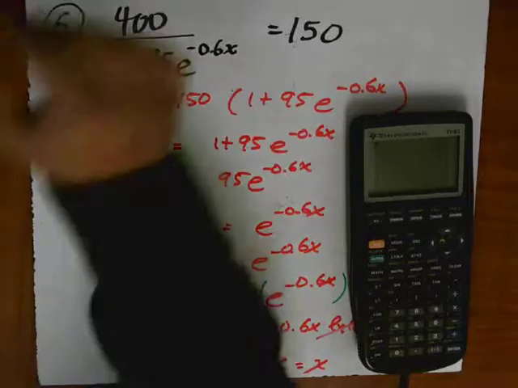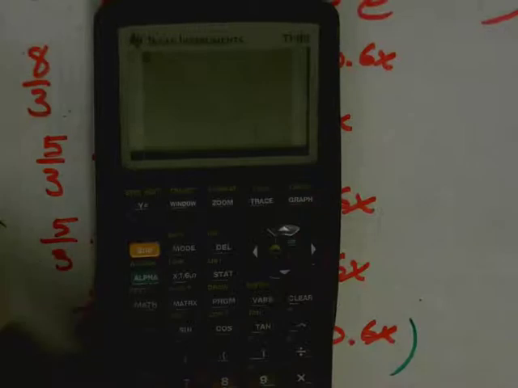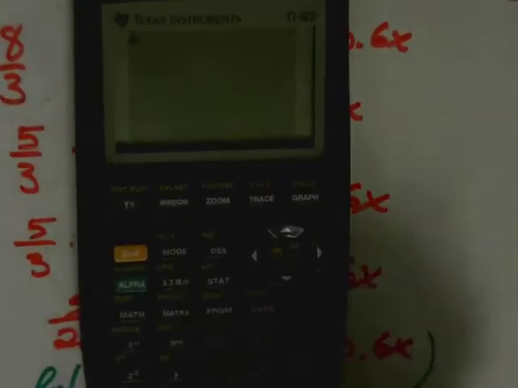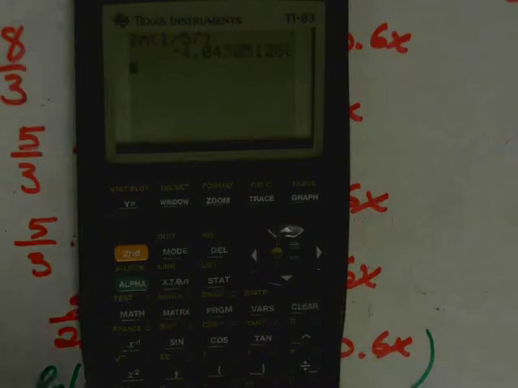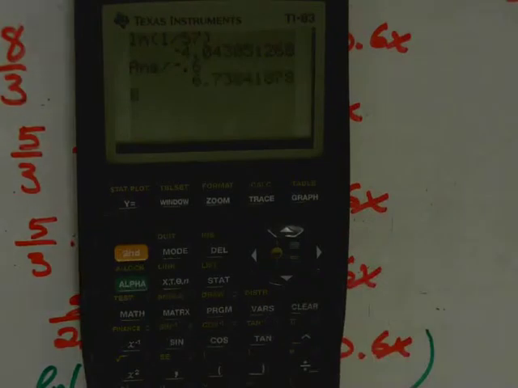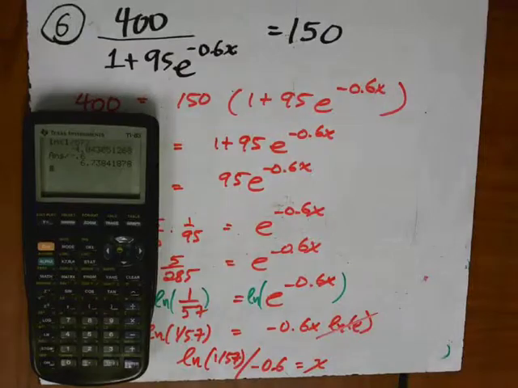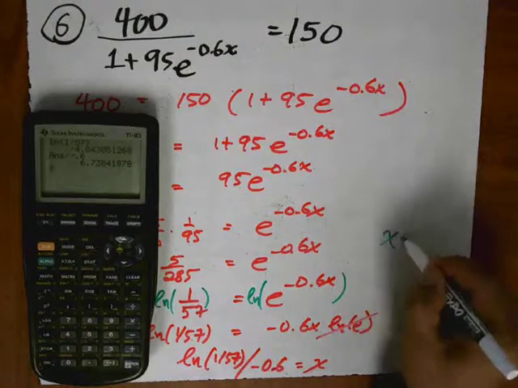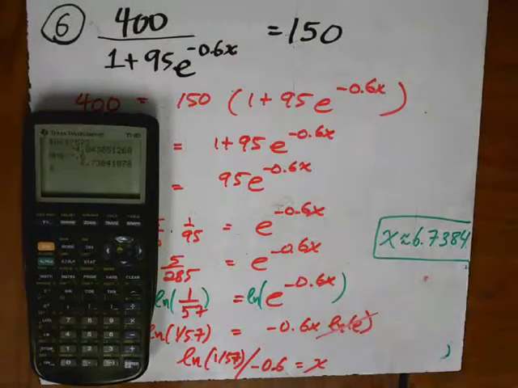So let me get out my calculator. And actually, let's zoom in on this. So this is the natural log of 1 over 57, and then that answer divided by negative 0.6. And that tells me it's about 6.784. Okay, so x is approximately 6.784. So I'll write my final answer here. x is approximately 6.784. And there you have it.